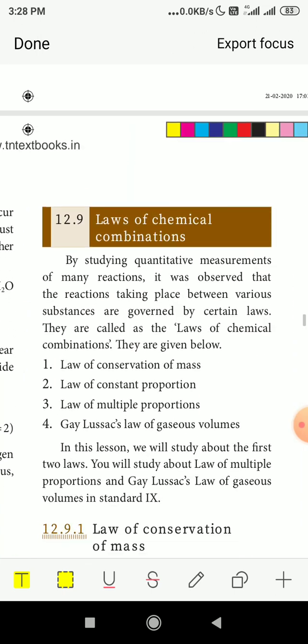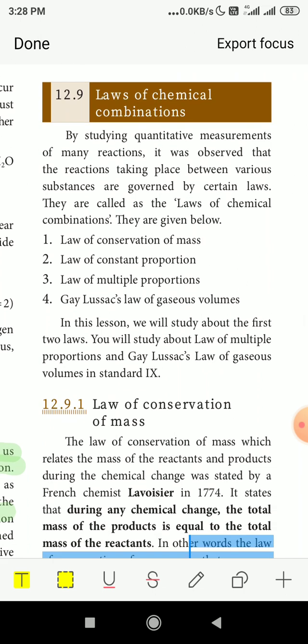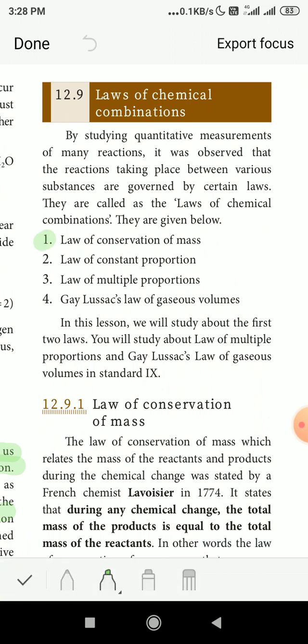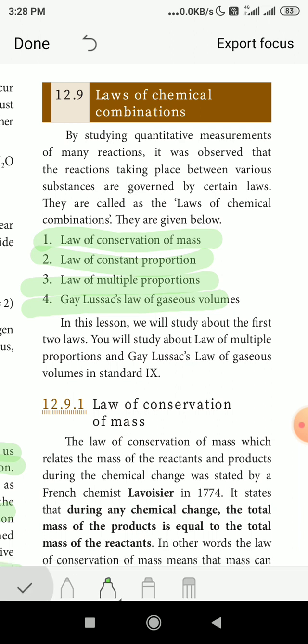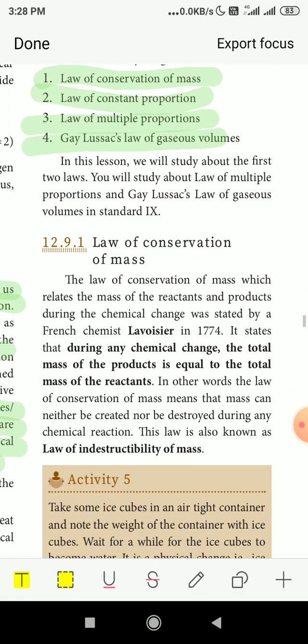Law of conservation, or law of chemical combination. In this, there are different laws: the law of conservation of mass, the law of constant proportion, the law of multiple proportion, and Gay-Lussac's law of gaseous volumes. These are the different laws of chemical combination. In this, first we are going to learn about the law of conservation.